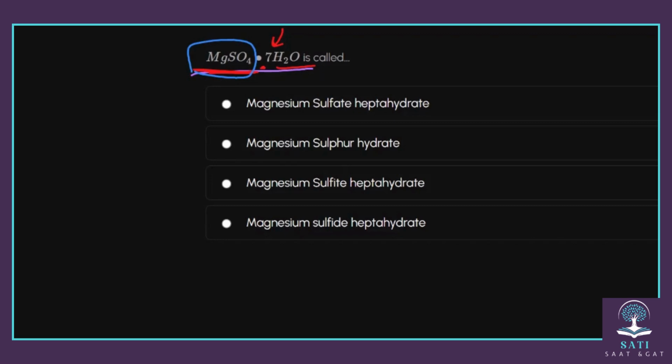Now the difference is just in the second part. This second part, the water part, we write like hydrate. We write the water part as what? As hydrate. Good, for water. And what about the number that is 7 here? This is what? Multiplicative prefixes.